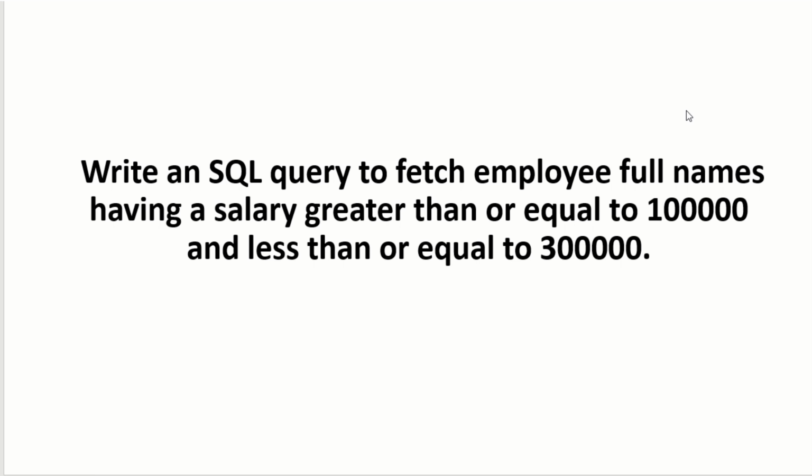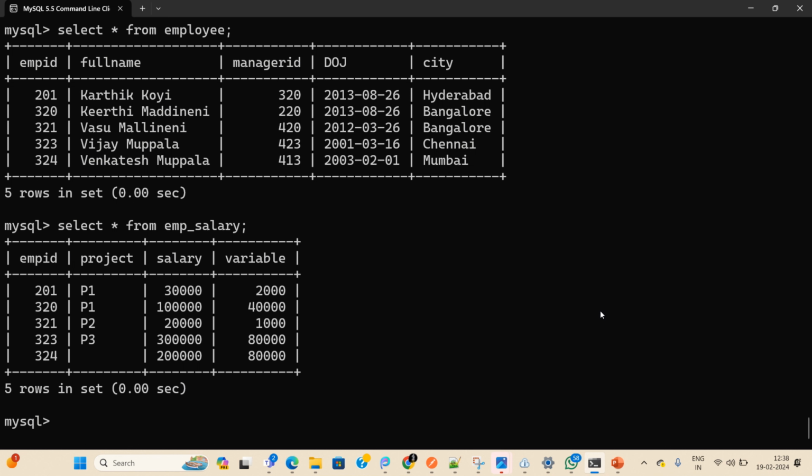The next question is: write an SQL query to fetch employee full names having a salary greater than or equal to 1 lakh and less than or equal to 3 lakhs. On my screen, I have the EMP salary table with a salary column, and the full name is in the employee table. First I'm going to fetch the employee IDs in the salary range of 1 lakh to 3 lakh. I'm going to use the between operator to get the salary range.